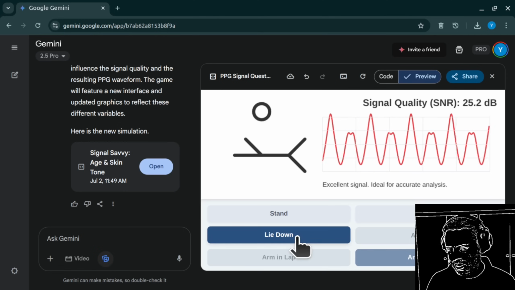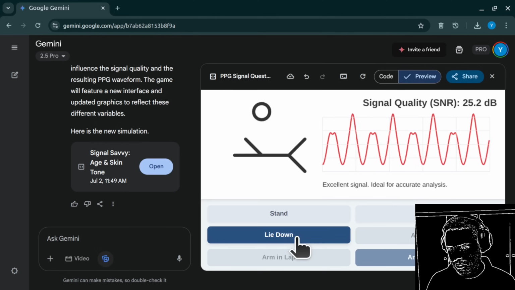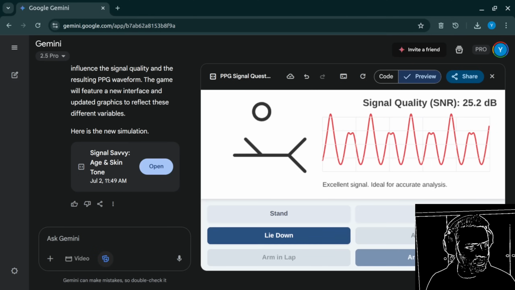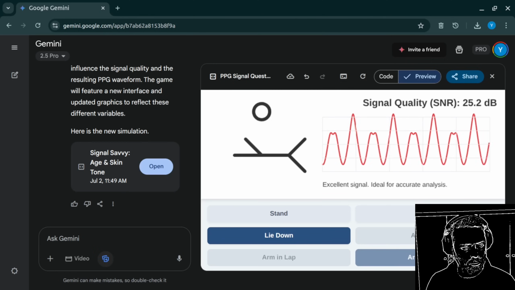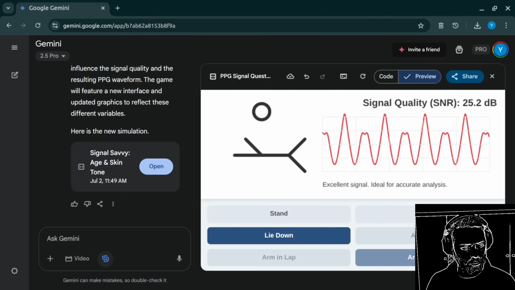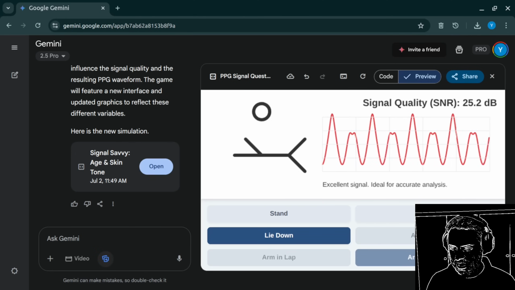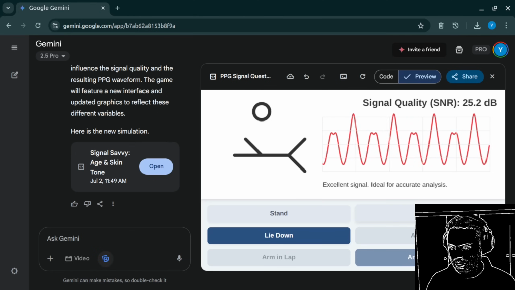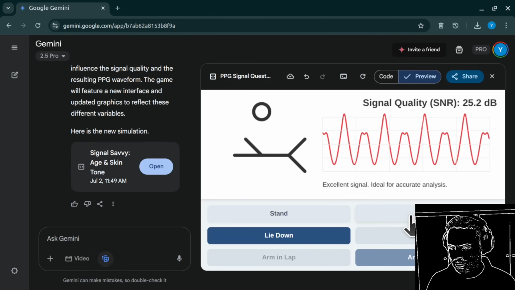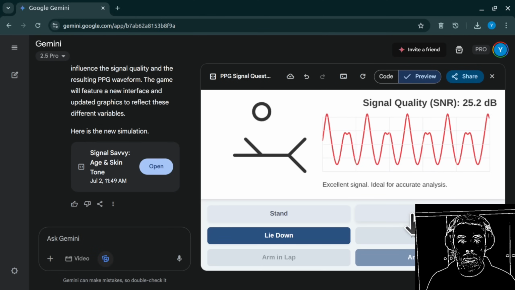Does the signal actually look like a PPG signal to you? Yes, the graph is consistent with what a PPG signal typically looks like. It shows the characteristic peaks and valleys that represent blood volume changes in the skin. Can you see a dicrotic notch? Yes, in the improved signal quality, particularly when the subject is lying down, you can clearly see a dicrotic notch, which is a prominent feature of a PPG signal.